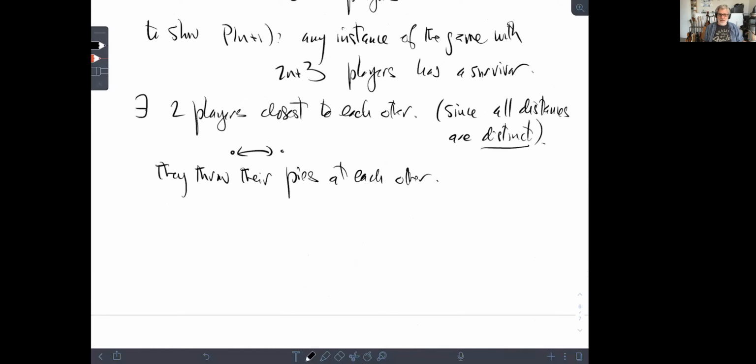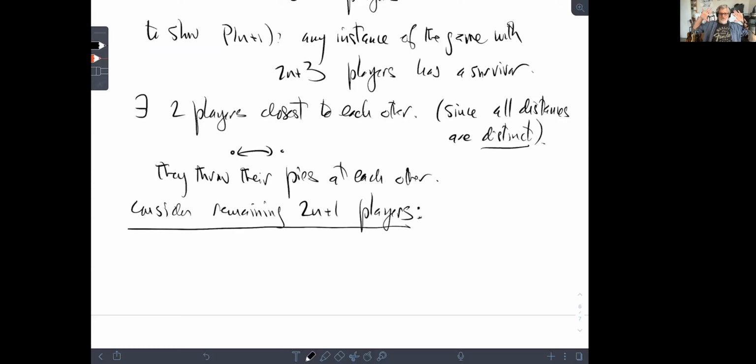Let's look at the remaining 2n+1 players. That seems like a reasonable thing to do, right? We want to use our induction hypothesis. So consider the remaining 2n+1 players.